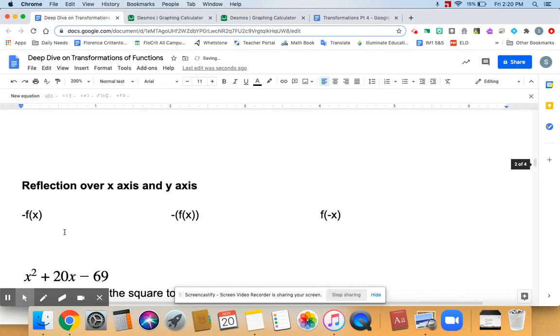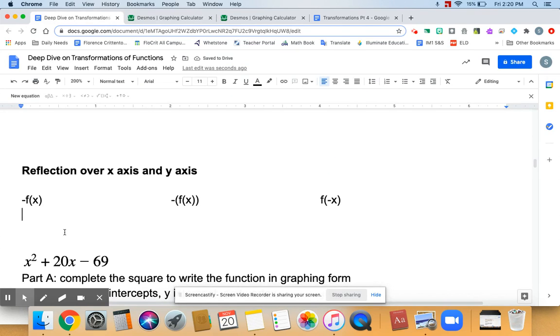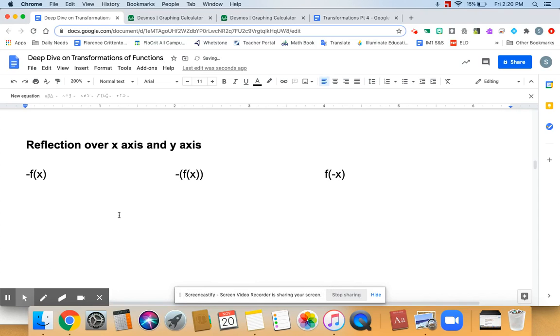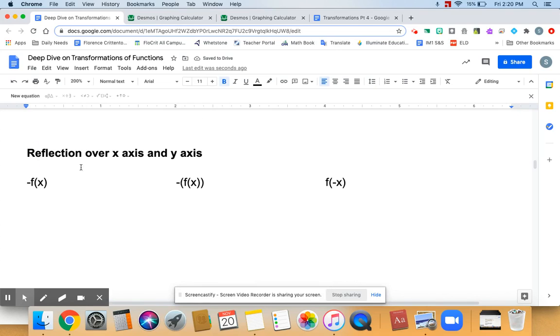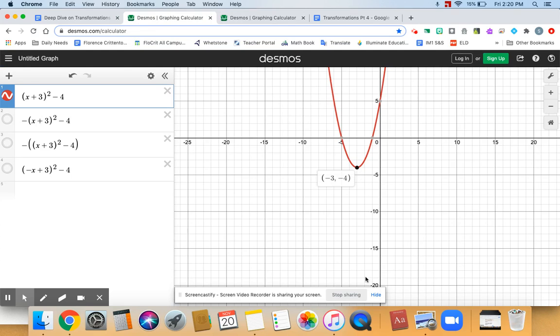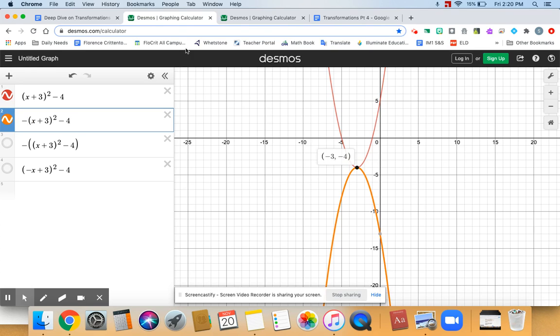So the next thing to talk about on a slightly deeper level is if you had to do any reflections over the x and y axis. Because right now I've taught you reflection over the vertex. So reflection over the vertex, like let's say this is our graph right here. And if I just want to flip it down, it's this one where there's just a negative in front of the function. Like right in front of that parentheses, that negative goes. And it flips it over like that.